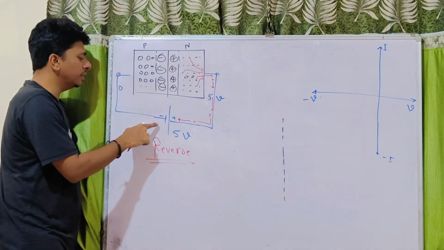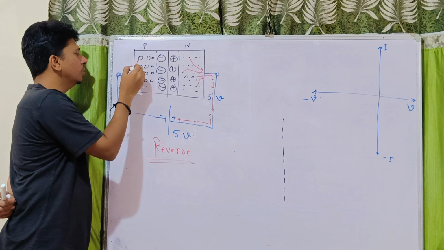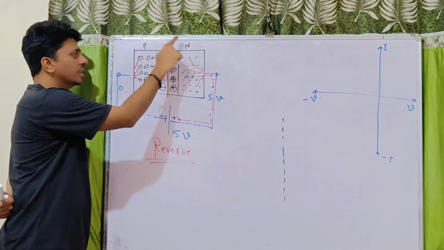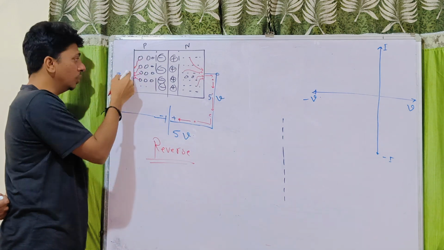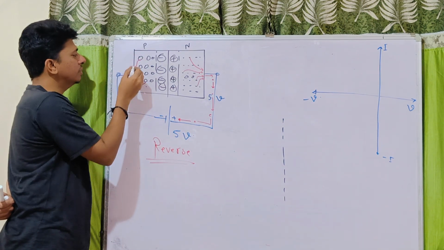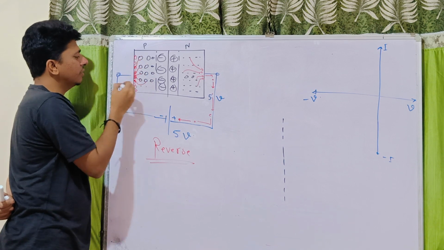Now similarly, this is the negative terminal, or we can say zero terminal. All the holes are attracted, but this whole concept is only valid for the semiconductor material. This whole concept will not go outside of it. So all the holes are basically collected at the junction, or near the surface.